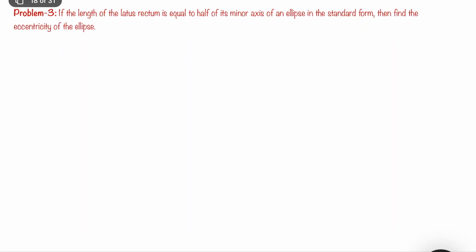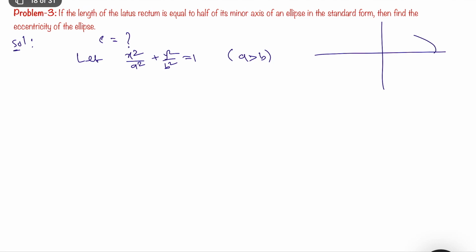Next, problem 3. If the length of the latus rectum is equal to half of its minor axis of an ellipse in the standard form, then find the eccentricity of the ellipse. Okay. Here we are to find the eccentricity of an ellipse. First, let me take our standard equation of an ellipse. x square by a square plus y square by b square equal to 1. Here I am considering the a greater than b case. Even if you take the a less than b case, you would still end up with the same eccentricity in this problem. Okay, it's fine.